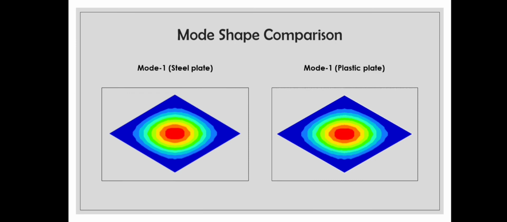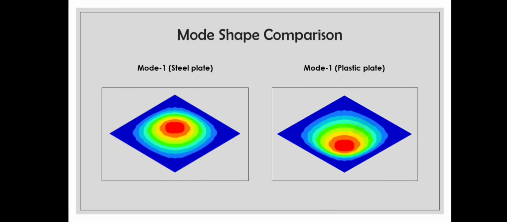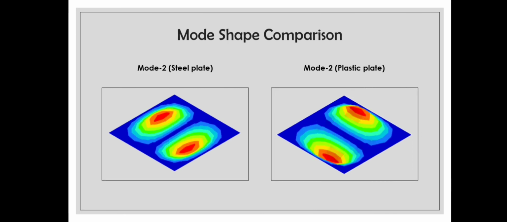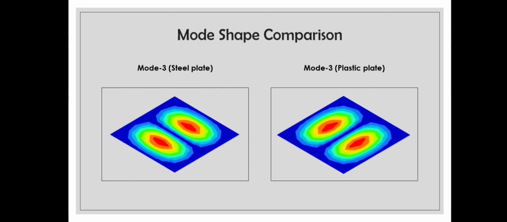So this is the first mode, and I can observe that the mode shape is the same, except that the amplitude is a little different for the plastic plate. So this is the second mode shape. Well, in this case, they are different. This is the third mode shape. Again, they're different in this case.